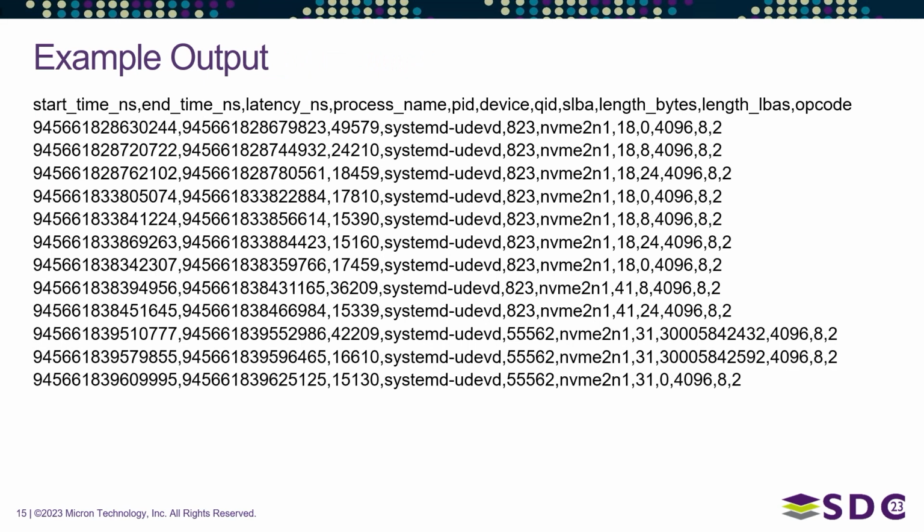And this is just an example output of the tool. You can see it's just a standard CSV file with a header at the top. We have the start times, end times, latencies, process names, process ID, device, QID, starting LBA, length in bytes, and length in LBAs. One of the reasons we collect both length in bytes and length in LBAs is that when you get these transactions, it does not tell you what LBA format the drive is using. But if we get both lengths in bytes and length in LBAs, we can calculate the original LBA format of the drive.